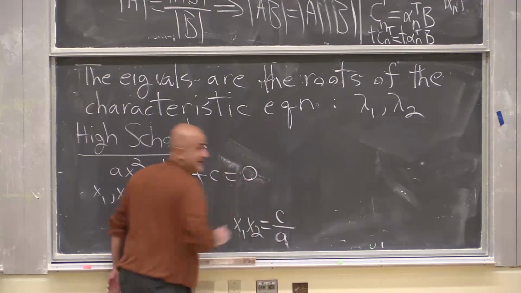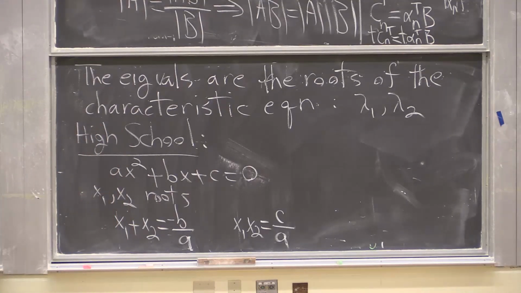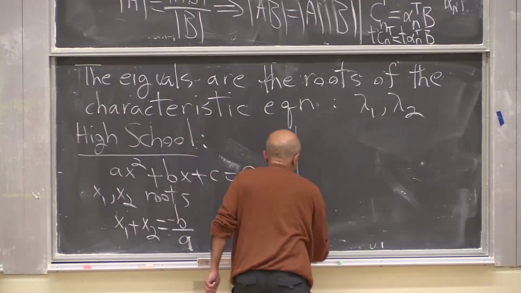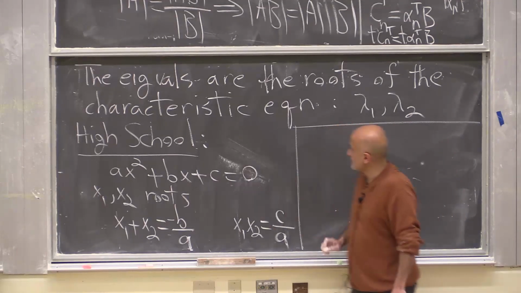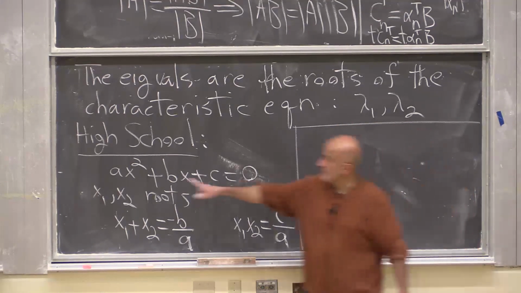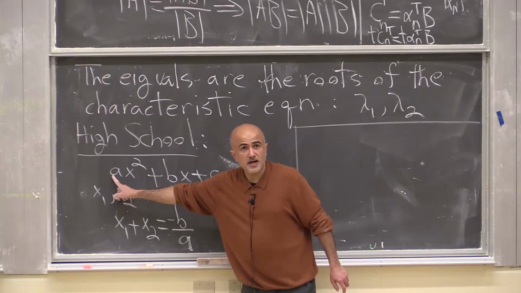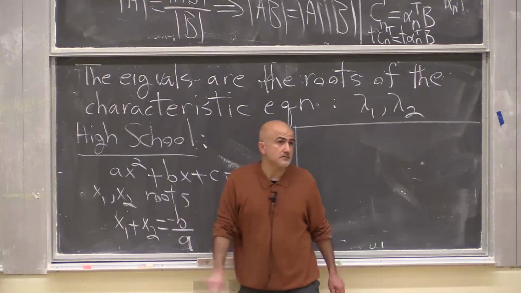C over A. What's our A in this equation? For our characteristic equation, what's A? What's the coefficient of the highest term? 1. So from the characteristic equation, we're done with the high school stuff, at least the review. Now for us, the highest power coefficient is 1. Instead of x, I have lambda.